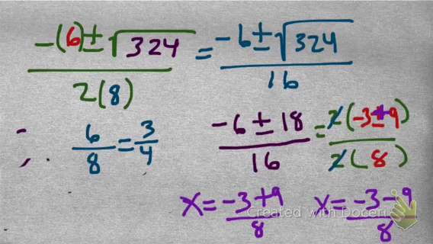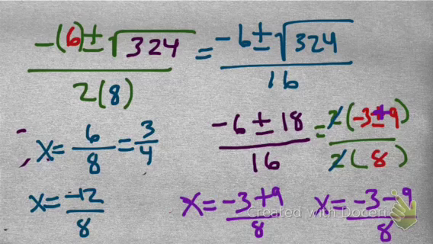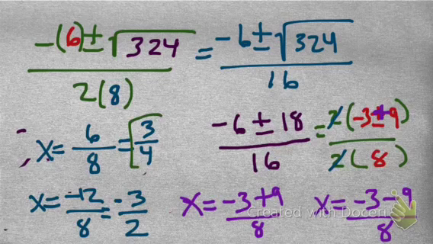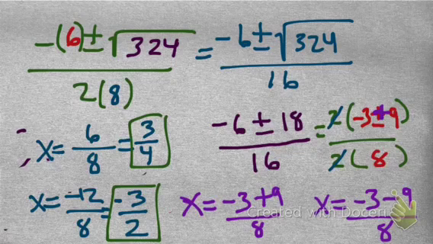And then our other x is -3, take away 9 more, -12 over 8. That reduces, both are divisible by 4, so I get -12 divided by 4 is -3, and 8 divided by 4 is 2. So our two answers are 3/4 and -3/2. And if we plug both those back into our original equation, they'd both give us 0 in the end.